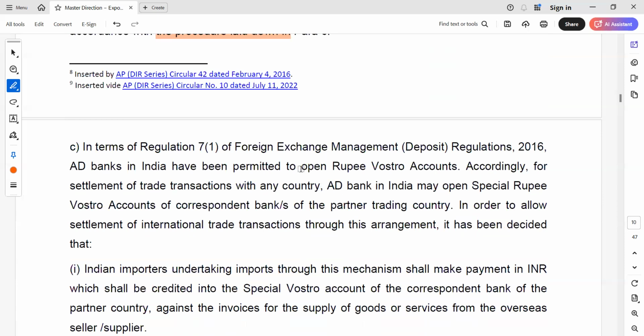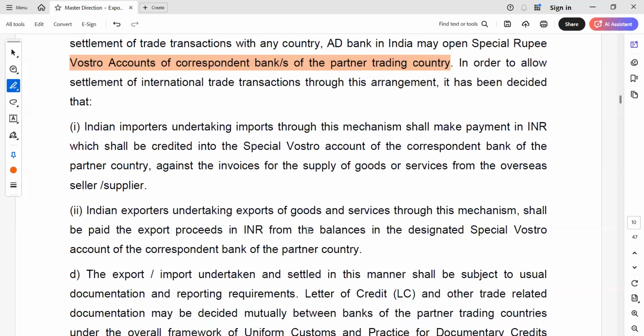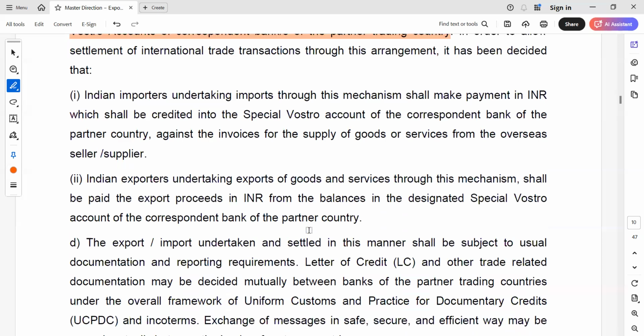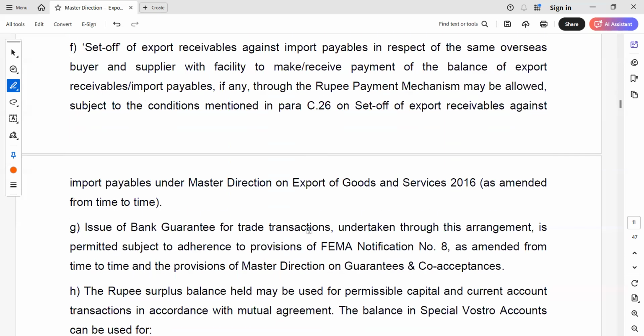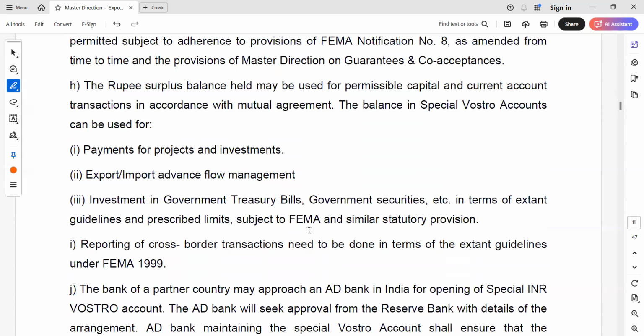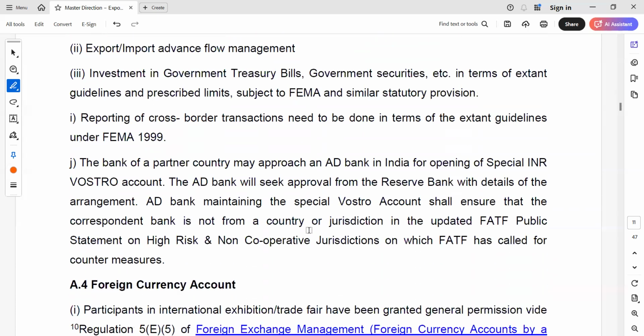It will be done through the rupee Vostro account. Okay, so in the Vostro account, that foreign entity will send the payment, and through the Vostro account, the payment will be credited to the exporter. So this is the normal procedure. This procedure will not be coming in the exam, but you should know that it can be done. Okay, so this is total about the payments only, how it is done, and similar things are written, friends.